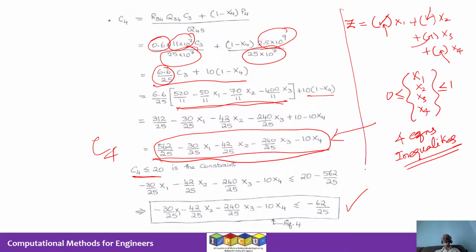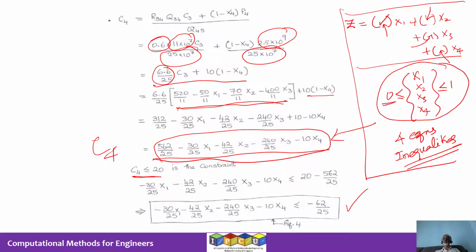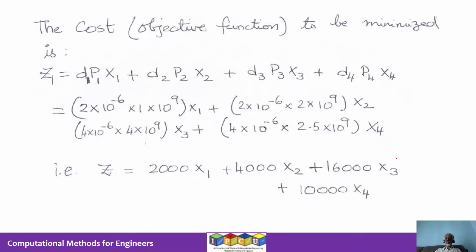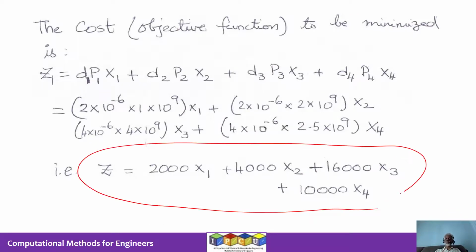So this is what forms the optimization problem. The objective function, the constraints, the lower bound and the upper bound on x1, x2, x3, x4, and the additional inequalities that come from mass balances and from environmental regulations. This is the objective function. So when you put in the numbers, like I mentioned in the previous slide, the expression for z is this. So this is what needs to be minimized.